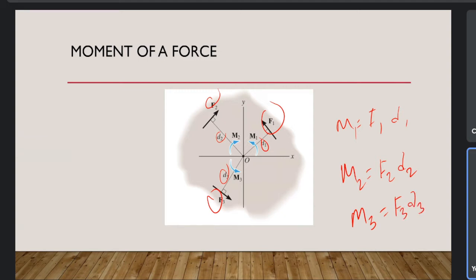But you need to consider the directions as well. Usually we assume counterclockwise as positive and clockwise as negative. So here you can see the force F1 from the point O is acting counterclockwise, F2 clockwise, F3 counterclockwise. That means F1 and F3 are positive, while F2, since it's acting clockwise, is a negative moment.